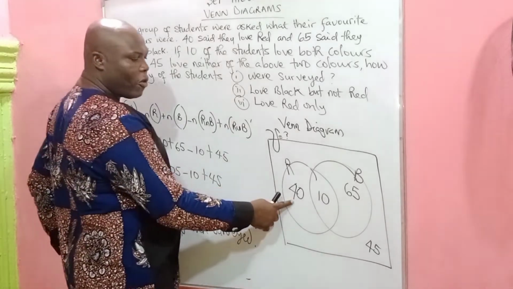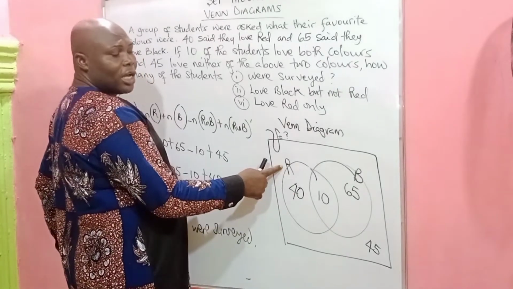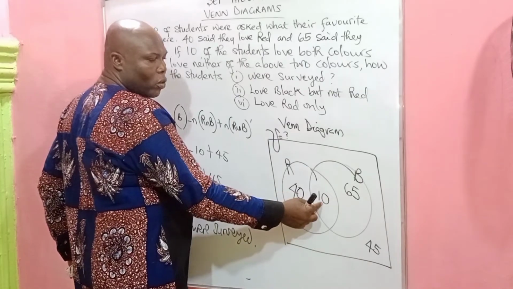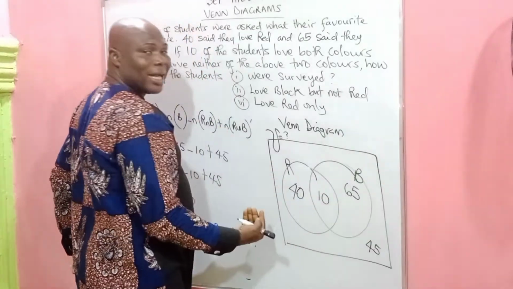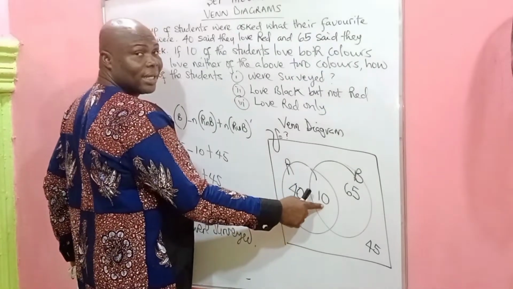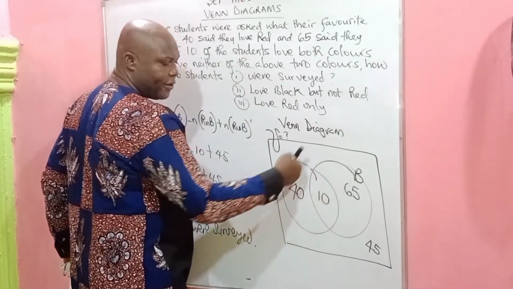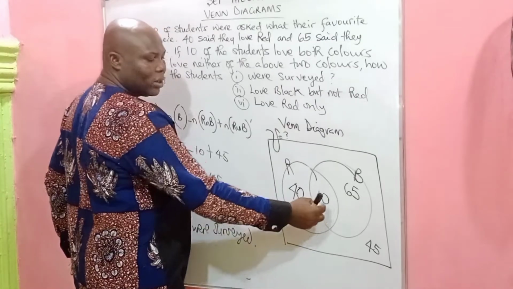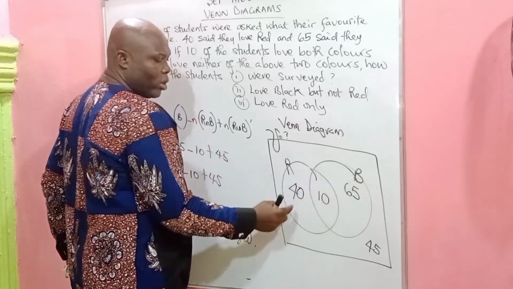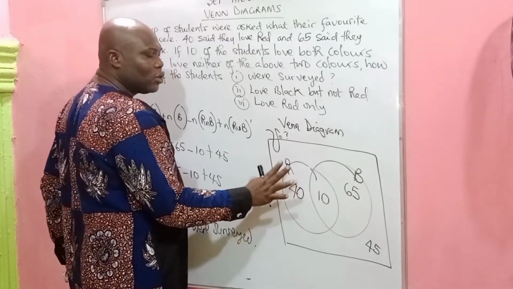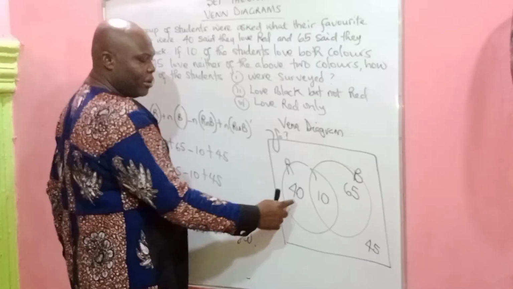Now, when they say 40 love red, understand that out of these 40, there are 10 of them who are lovers of black as well. Take note, that's the 10 intersecting. It means out of the entire red, which is 40, 10 love red and black. So 40 actually love red. It therefore means that those that love red only will be 40 minus 10.